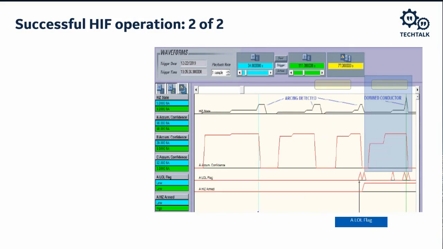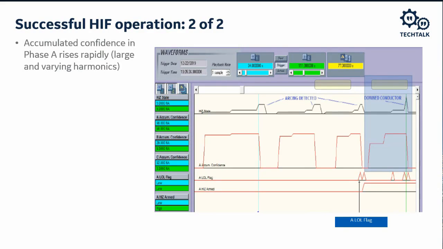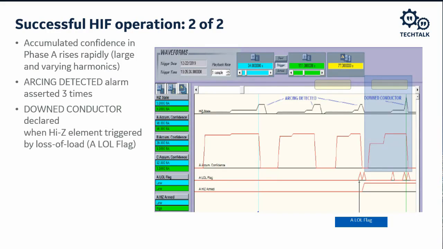Here we see the high Z oscillography taken from the F60 relay. Note that the accumulated confidence in phase A rises rapidly because of the large and varying harmonics. The arcing detected alarm asserts 3 times. Then the relay declared down conductor when the high Z element triggered after the loss of load ALOL flag. Investigation by the PEPCO crew actually did find downed wires.